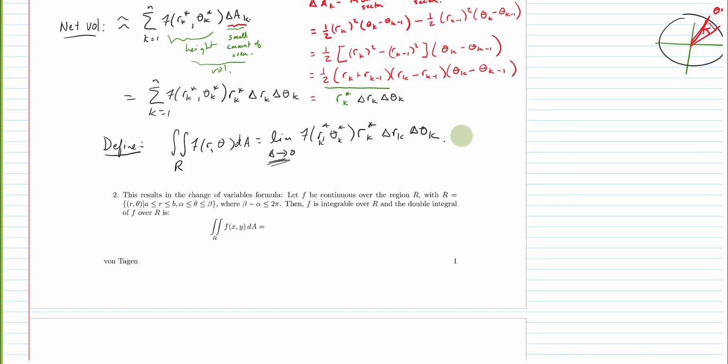Okay, so folks, there we've derived the double integral in polar coordinate systems, and while that's kind of interesting in its own right, where it's more important is how we're going to use it.